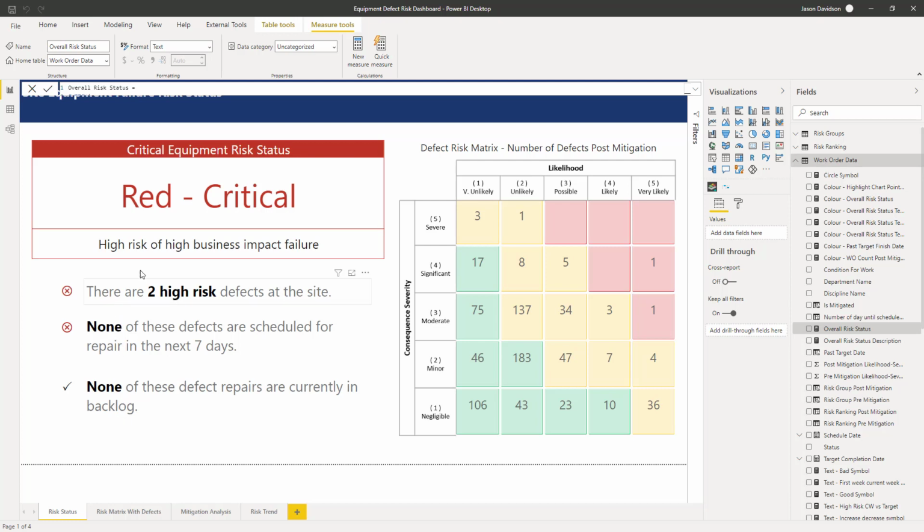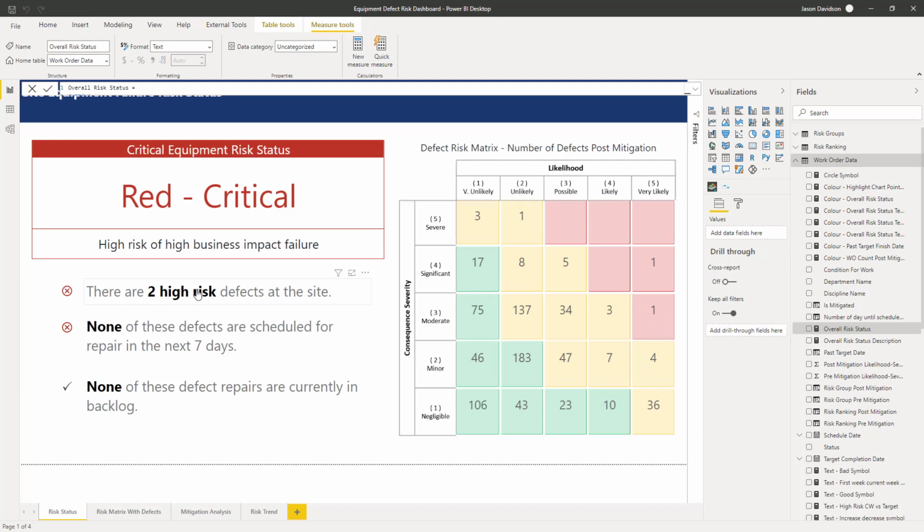So we can see here what's been produced for red. We've got two high-risk work orders. We can see it here as well, but this explicitly tells you there are two high-risk defects at the site. Now, there could be 10, there could be 20, it's just the number that's in here, so that's quite important.